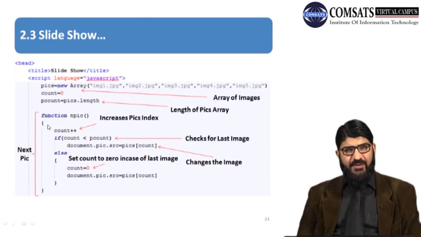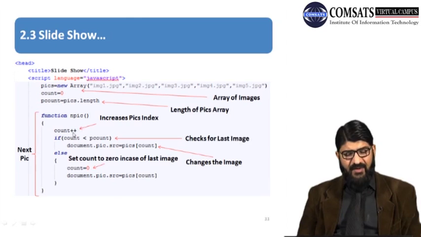Here is how it is going to display the next picture in the slideshow. For that there is a function written. The function name is assigned as nenp. npic means next picture. The function is started. Here you are increasing the default variable value count.